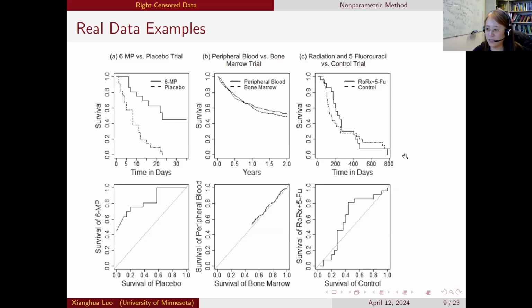So any questions about these data examples?